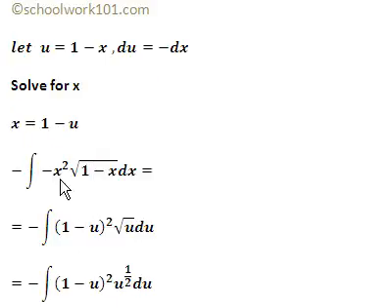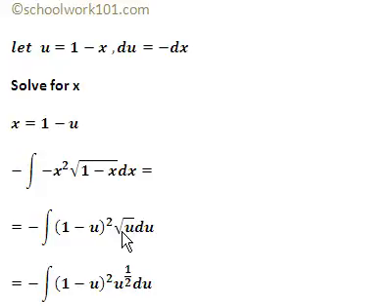Now I'm going to go ahead and do the substitution. So I bring the negative with us. The negative dx is going to get replaced with the du. And I do that, but we have to deal with this x here. Because I have x is equal to 1 minus u, I can go ahead and substitute that x for the 1 minus u. And so 1 minus u quantity squared times the square root of u.